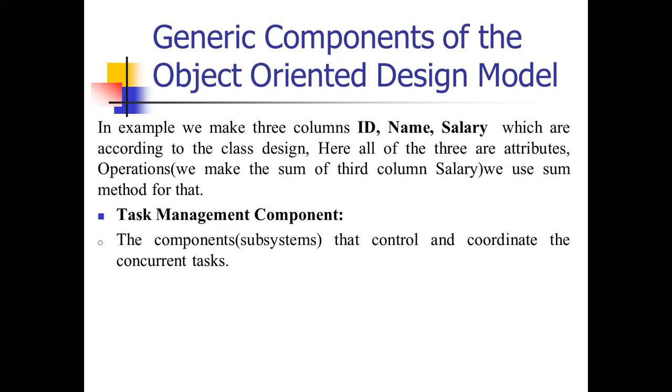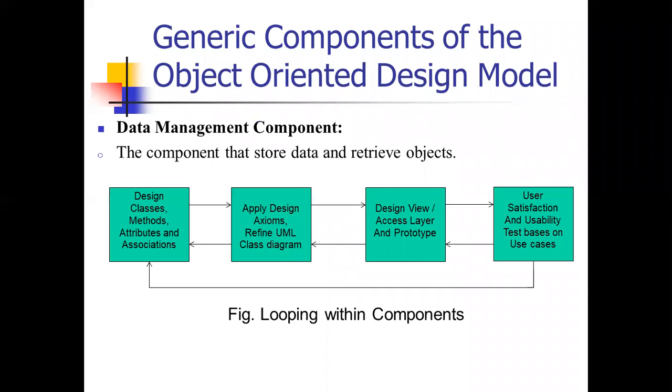Then the third component is the task management component. The subsystems or components here control and coordinate the concurrent tasks, the tasks that happen at the same time. That is task management; we are going to manage the tasks. The next component is the data management component. These subsystems store the data and retrieve the objects. We retrieve the data from the database, or retrieve the objects, and we store the data.